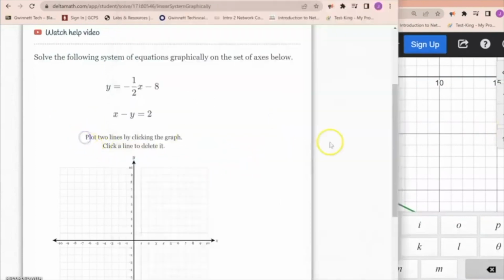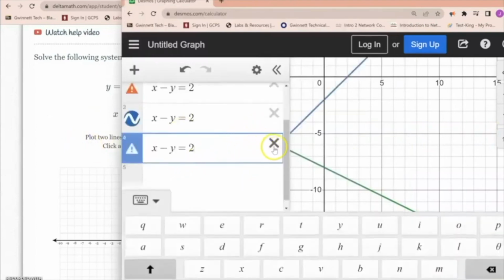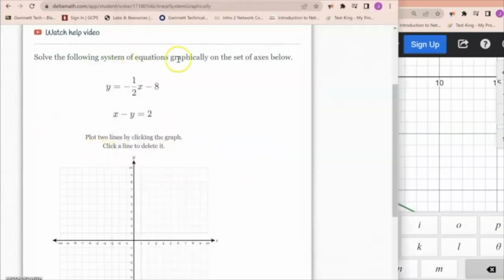All right, why does that have that? I don't know why. I'm just going to paste it again. Yeah, because I don't know. All right, so that's my equation. Solve the system of equations graphically, or actually I put in the wrong one here.